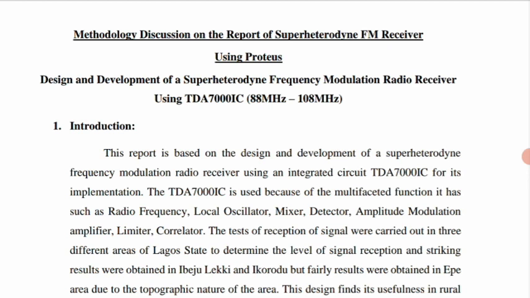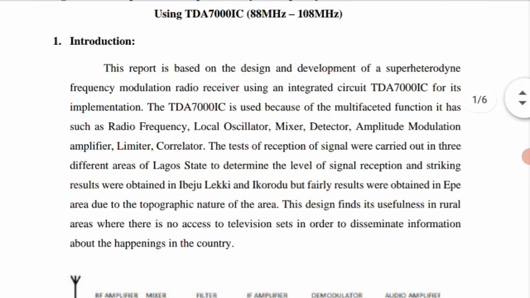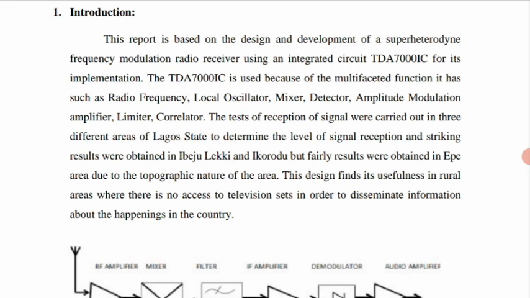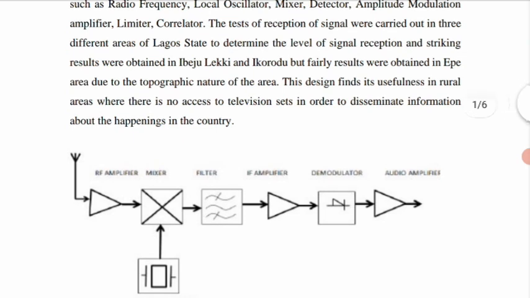So the title of the project report is Design and Development of a Superheterodyne Frequency Modulation Radio Receiver using IC TDA 7000 in between the range of 88 MHz until 108 MHz. First, the introduction. Tests of reception of signal were carried out in 3 different areas of Lagos State to determine the level of signal reception, and striking results were obtained in Ibeju Lekki and Ikorodu, but fair results were obtained in the AP area due to the topographic nature of the area.